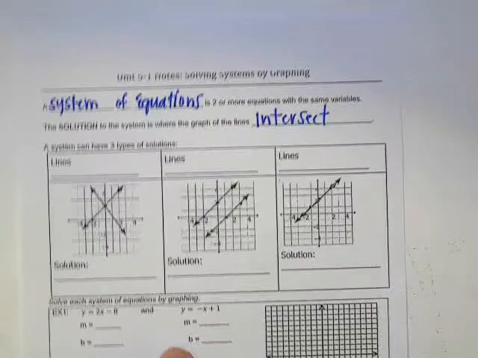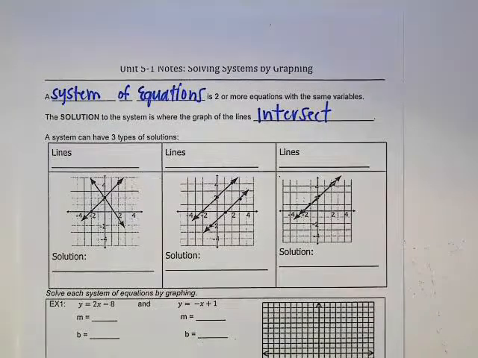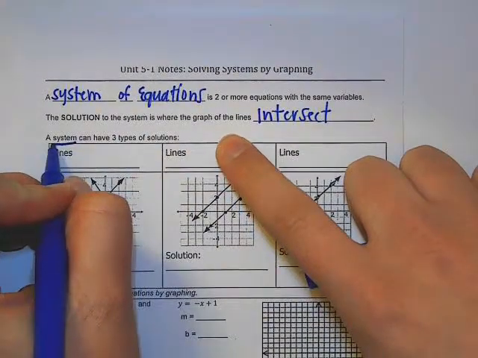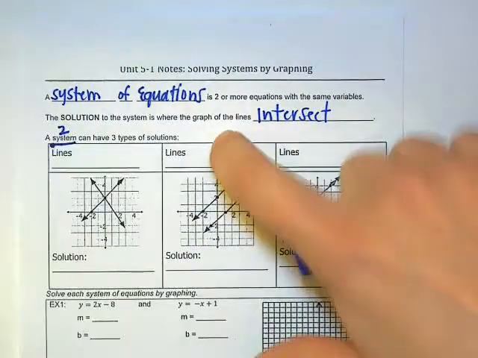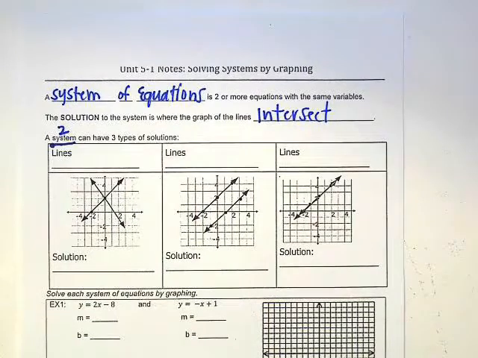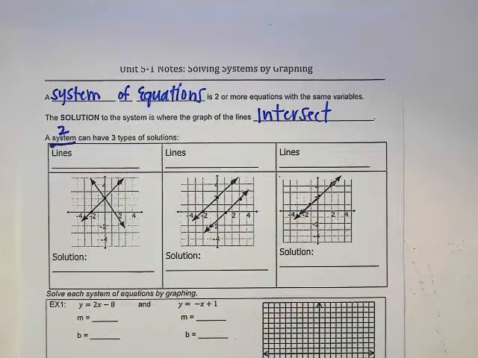A system. What's system mean right here? System means we can just say two because that's all you're going to learn in algebra. System is just going to be two. We're not going to do "or more." Okay? So a system can have three types of solutions.